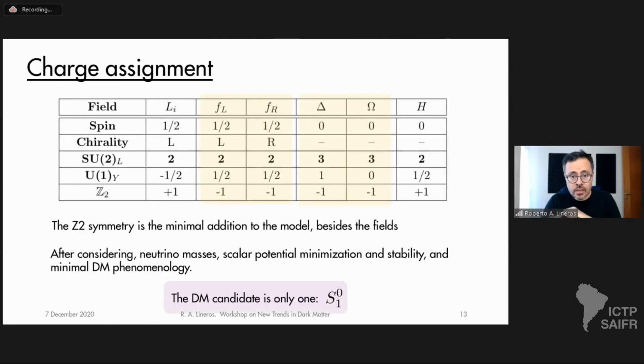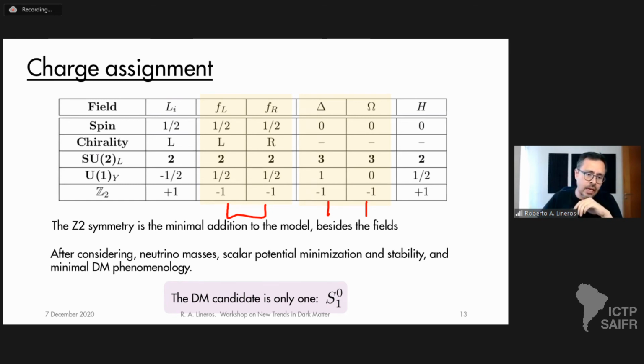If you want to see the charge assignment, basically the new fields, even though there are more than in the typical Scotogenic type 1 or type 3, are anyway very minimal. It's just the vector-like fermions and the two triplets, and you don't have to add any other singlets and so on. This is the minimal structure. Besides, as I said before, we need to include this Z2 symmetry to forbid the tree-level processes and only have the one-loop processes, but this is common to any Scotogenic scenario.